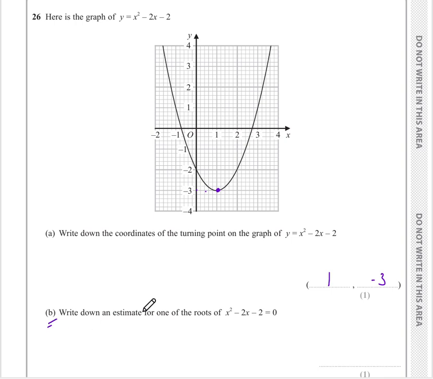Part B, we write down an estimate for one of the roots of x squared minus 2x minus 2 equals 0. Okay, so this is the point where it's going to cross the x-axis. Well, there's 2 points actually where it's equal to 0. We could have this positive solution or this negative solution. So if we read off this positive solution where it's equal to 0, it's going to be 2.7. You could also have a solution of negative 0.7 if you went for this other one here.